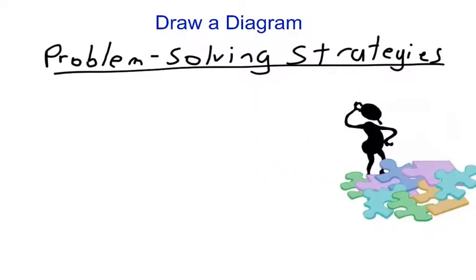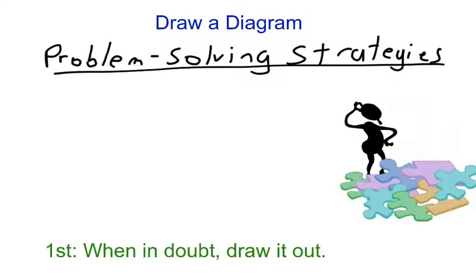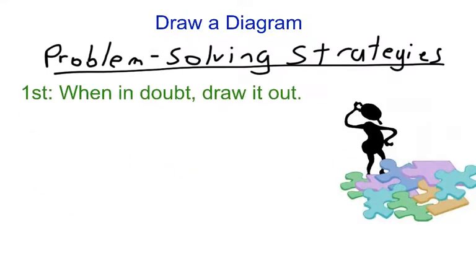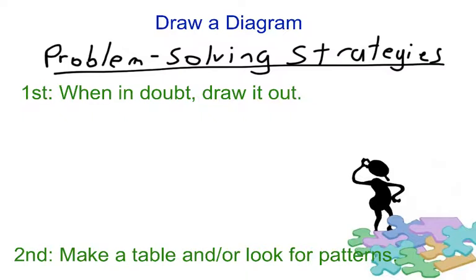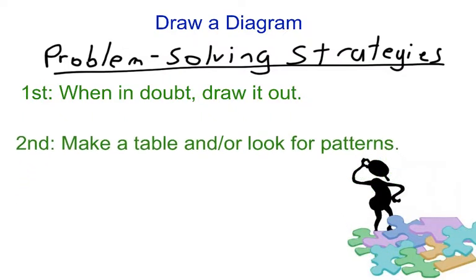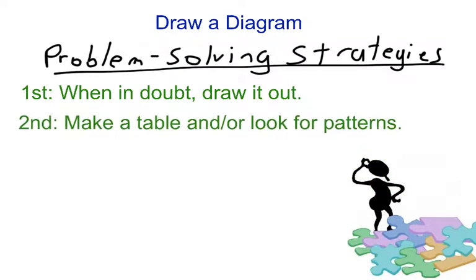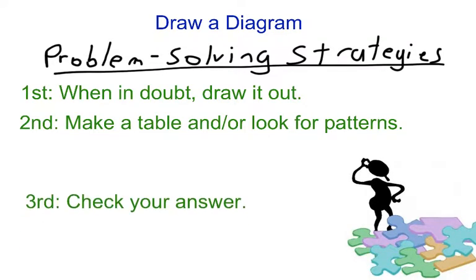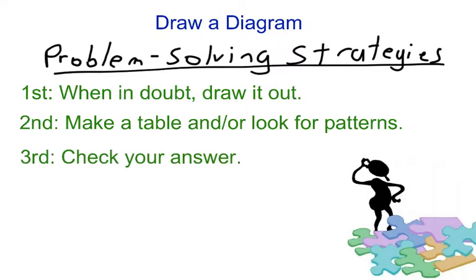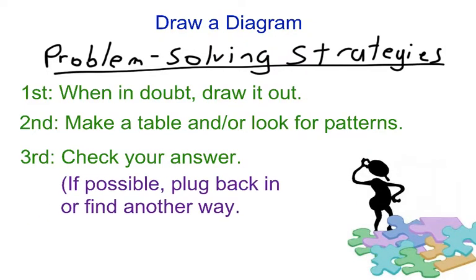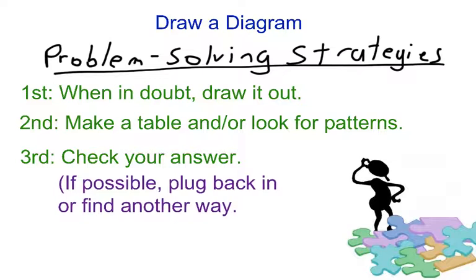Alright, so 3 steps I want you guys to consider when you're solving a problem. First step, when in doubt, draw it out. Draw a picture. Second thing, make a table and or look for some patterns. And lastly, we want to check our answer. And if possible, we want to plug that answer back in, or we want to find another way.